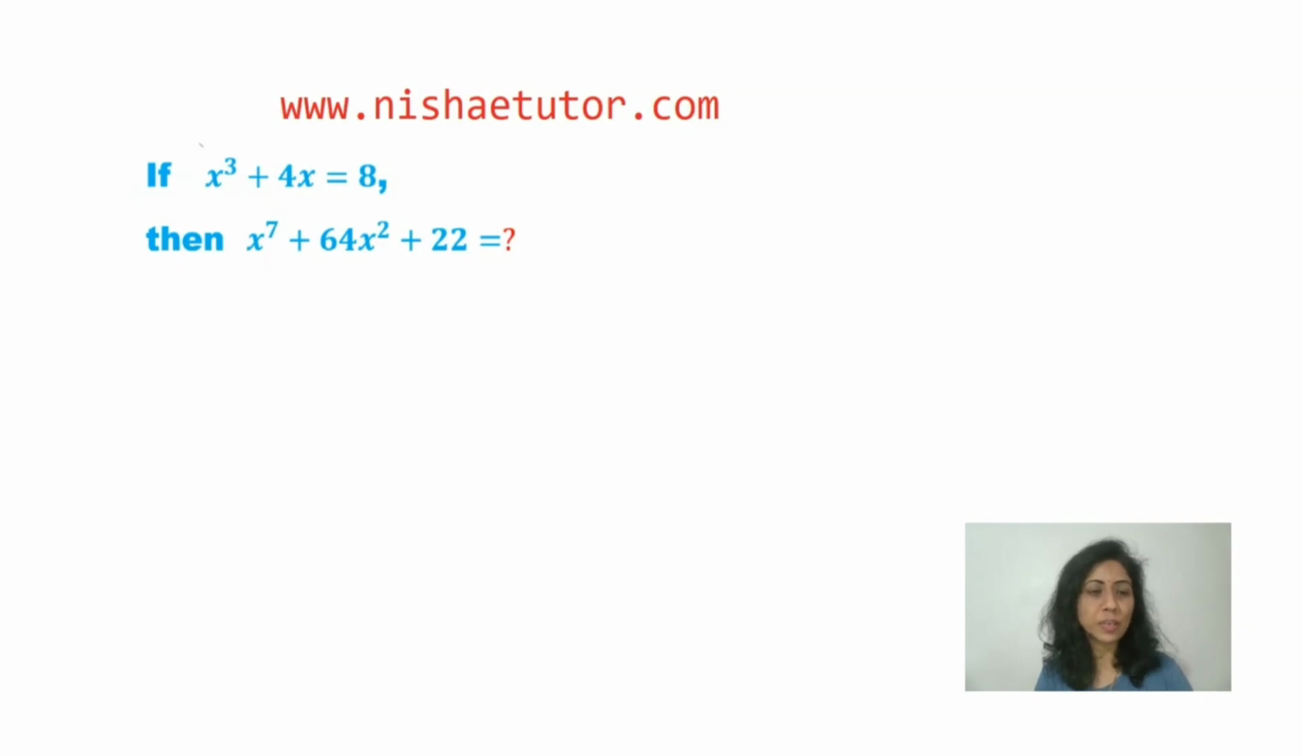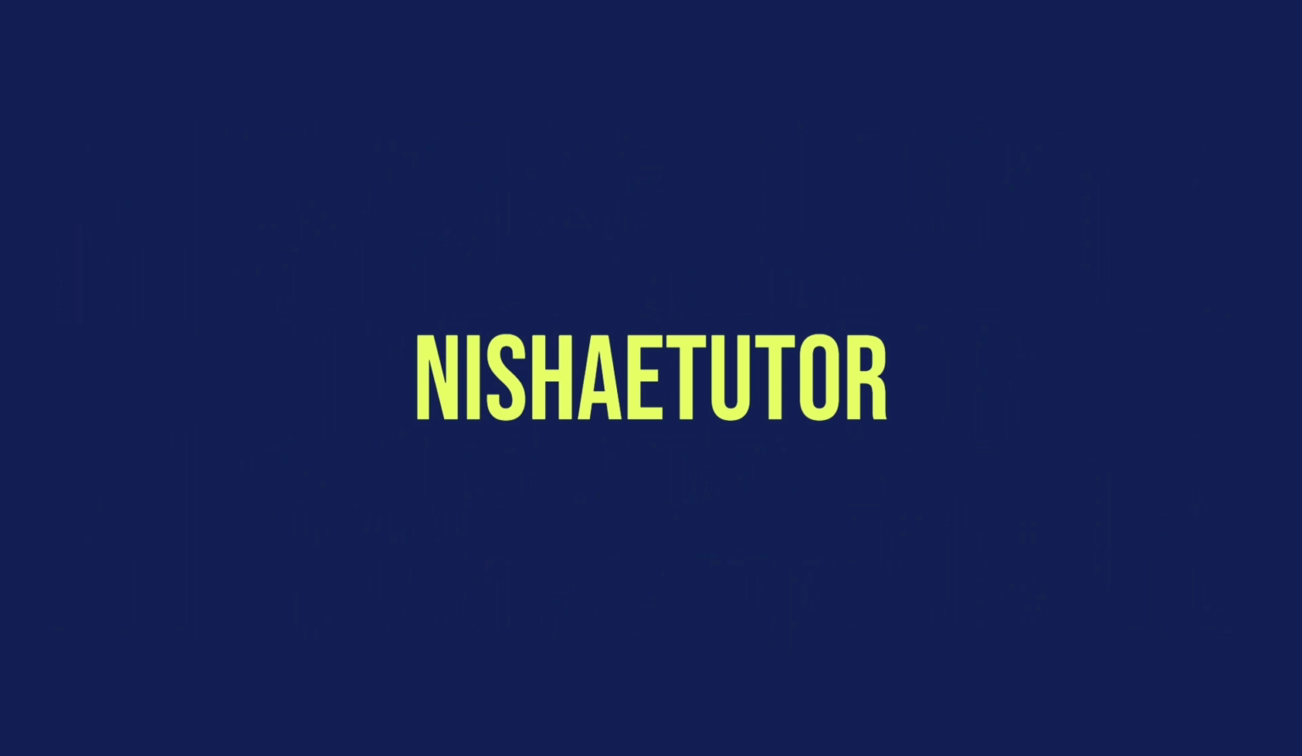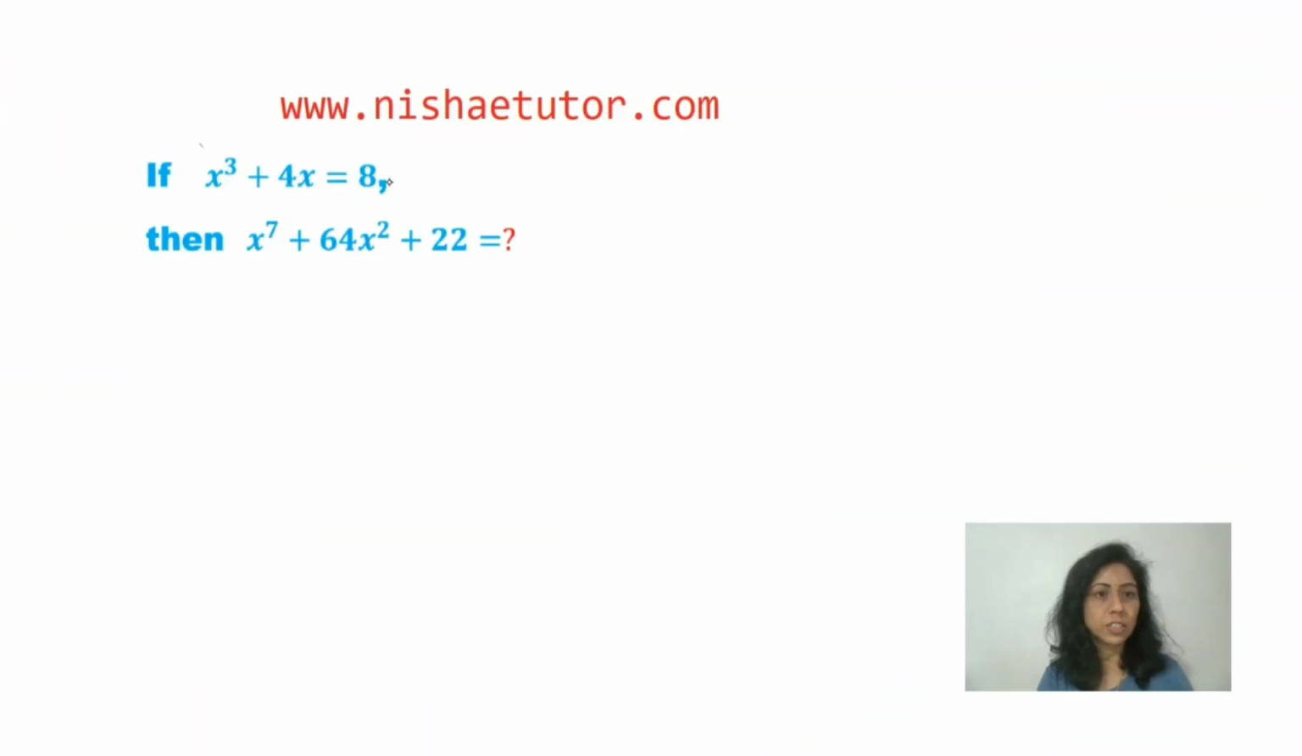Namaste. In this video, we are going to solve this problem: if x cubed plus 4x is equal to 8, then find the value of this expression, x to the power 7 plus 64x square plus 22. This equation is given: x cubed plus 4x is equal to 8. But here we have x to the power 7, so we have to square both sides.